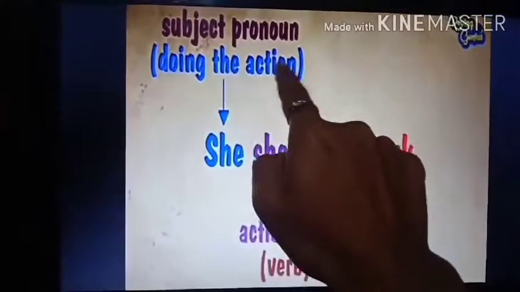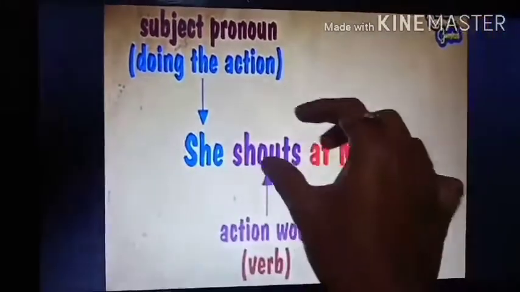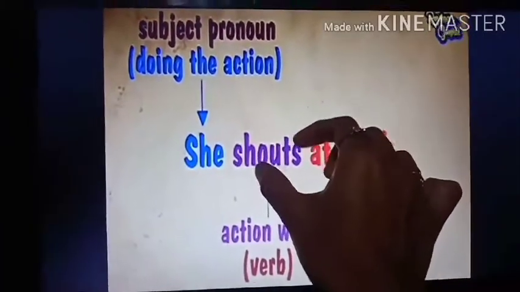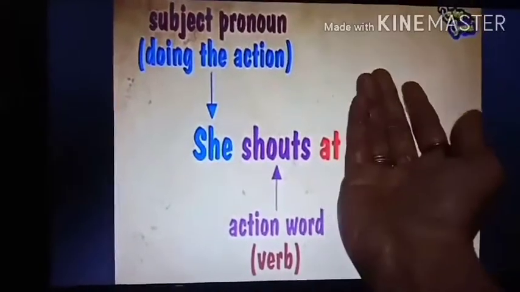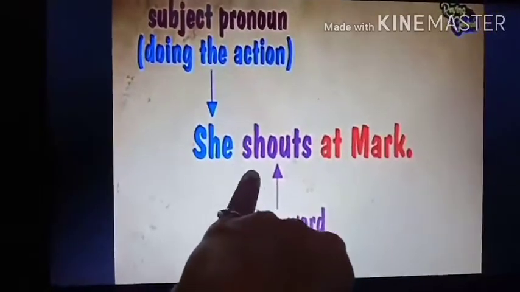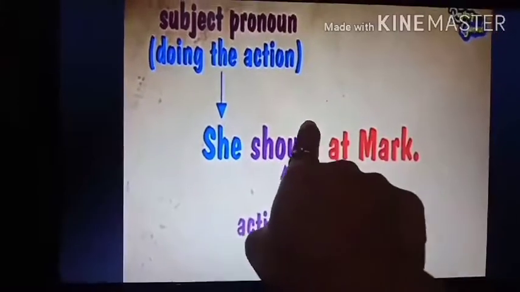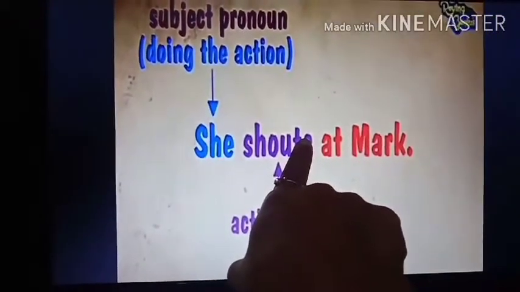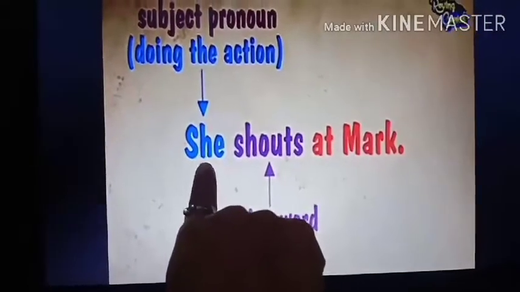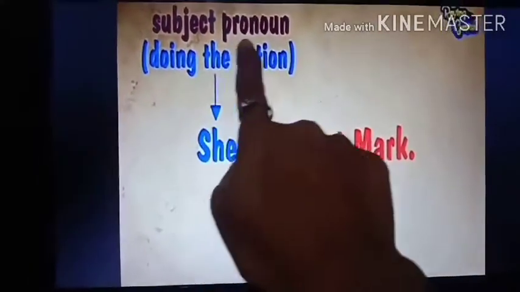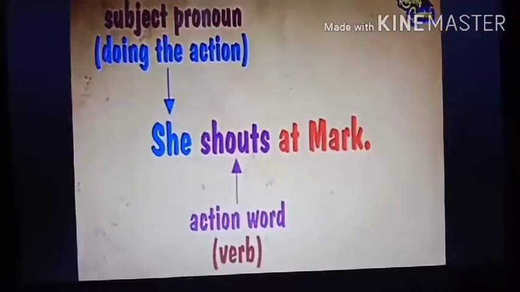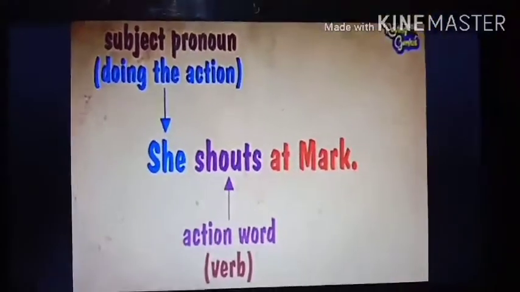Very easy. You only have to remember the pronoun which is doing the action. First you must find out the verb in the sentence. You must find out what is the action in the sentence. Then you can easily make out. See, she shouts at Mark. So what is the action? Shouts. Then you must ask, who is shouting? She is shouting. So she is the subject pronoun. Understood, students? Very, very easy. So this was the subject pronoun.